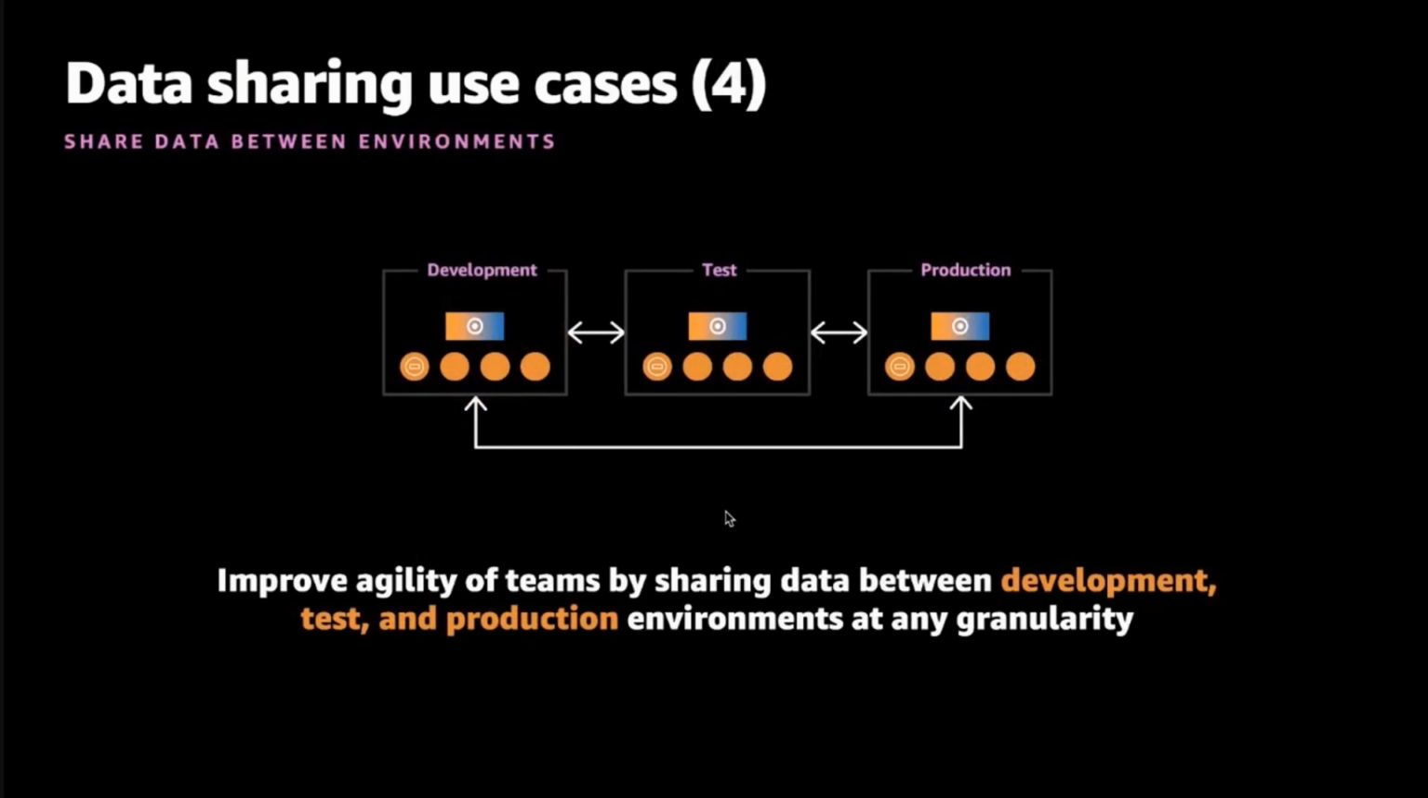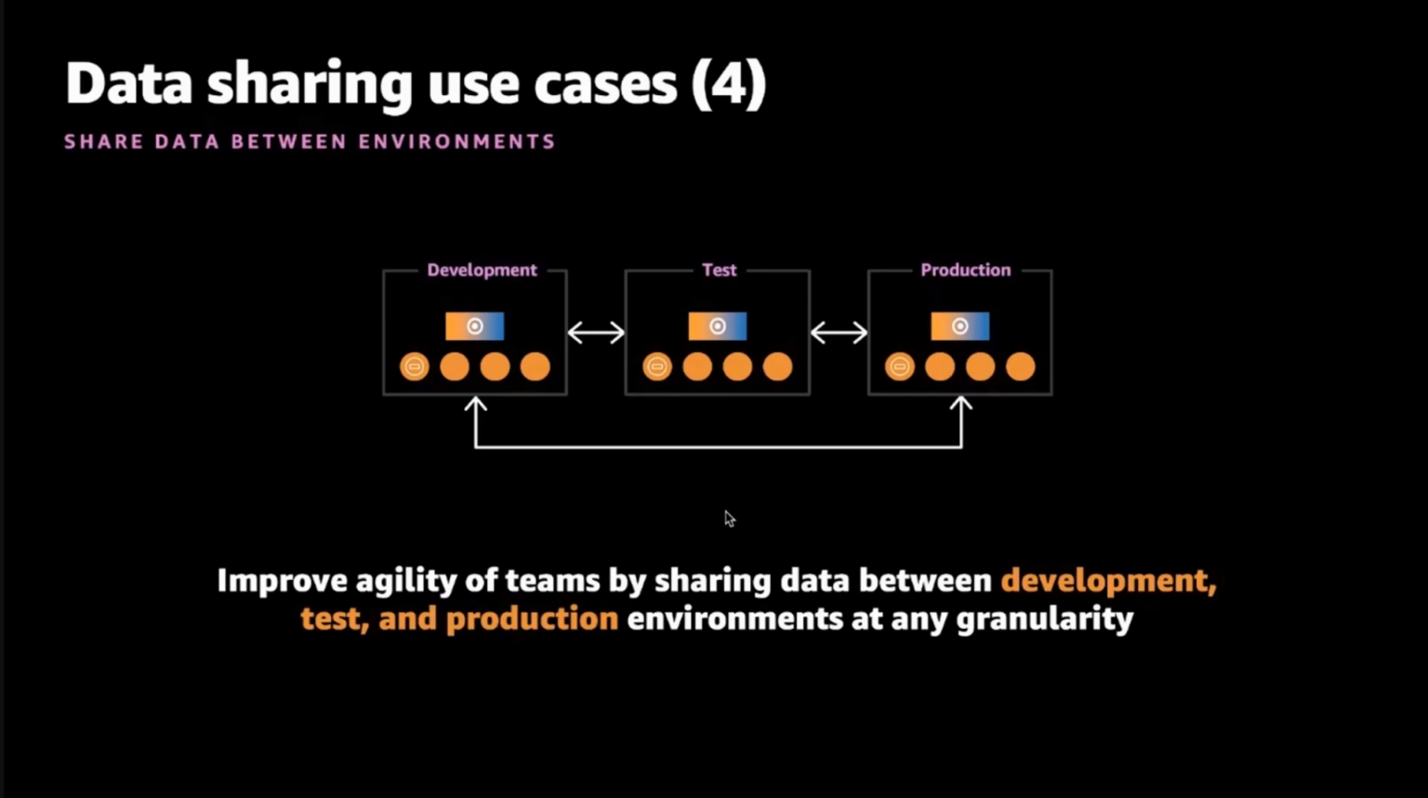Another very common use case is sharing data between different environments. So you might have development, test, and production environments. Today, prior to data sharing, if you have to share data between these environments, you typically take a Redshift snapshot of the data at a point in time, and then you would restore it into the other environment. So rather than having to restore an entire snapshot, with data sharing you can granularly share the data.